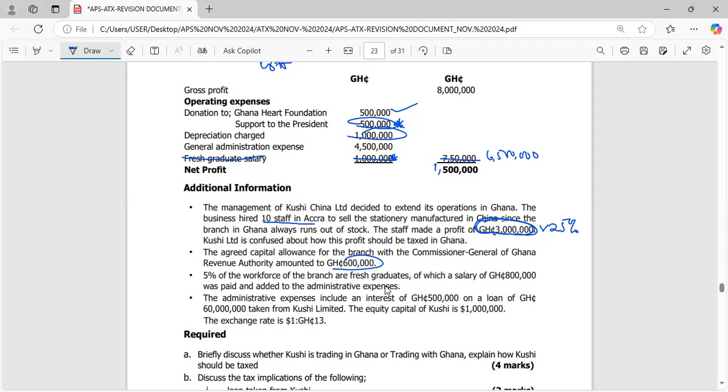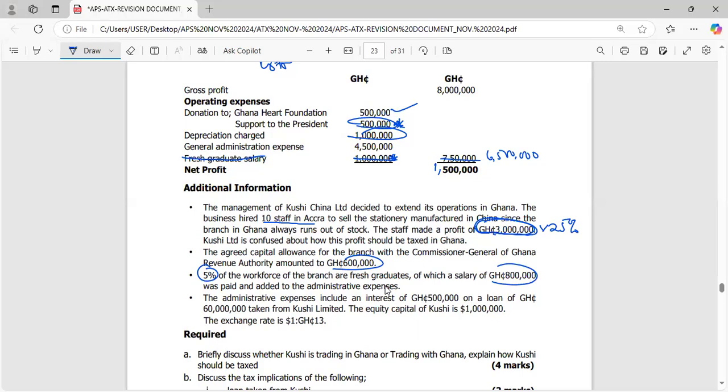5% of the workforce of the branch are fresh graduates, of which 800,000 Ghana cedis was paid and added to admin expenses. So this is the more reason why I'm saying this one is a wrong addition. The fresh graduates constitute 5% of the total workforce. They were paid 800,000. The 800,000 is part of the 4.5 million, which is the total administrative expenses. So it means that there will be an additional deduction here.